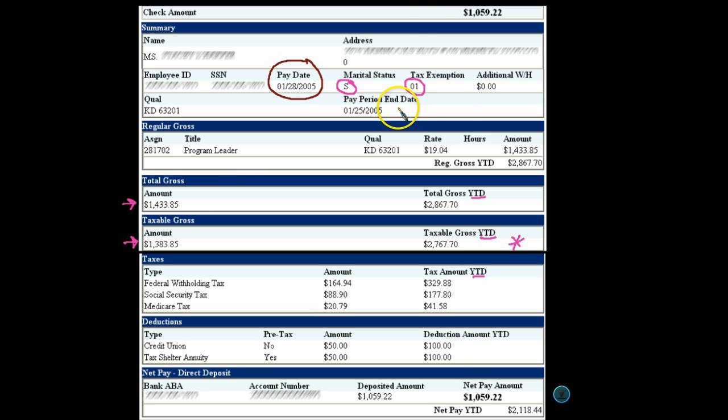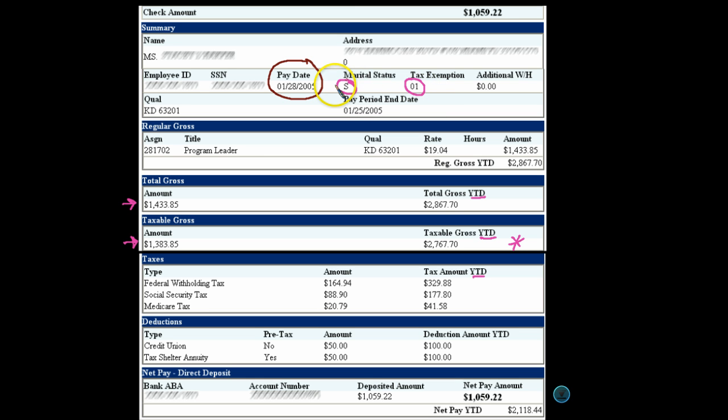In the top of the pay stub, you have all your personal information, but I've circled some of the things that are more important for us when we're making our estimates. Number 1, we have our marital status and our tax exemption. This tax exemption is something that you have claimed for your employer on a form called a W-4, which we'll talk about in a little bit.